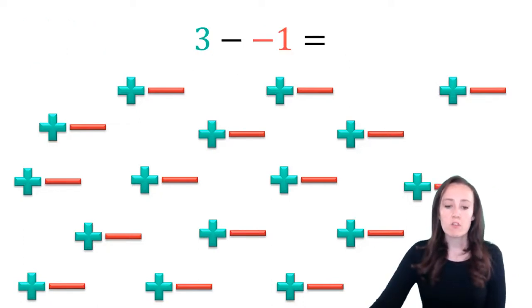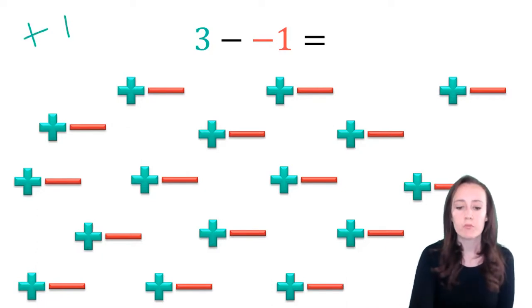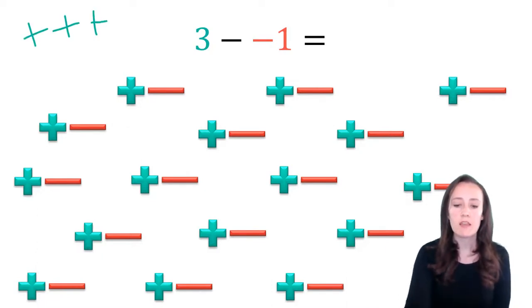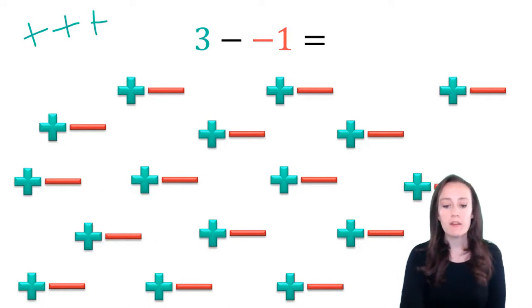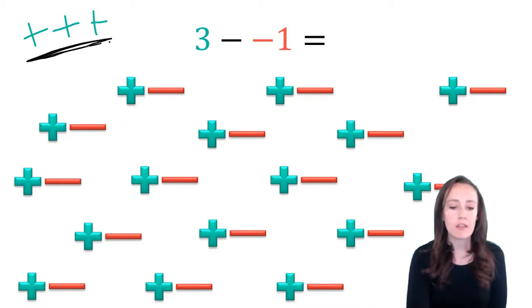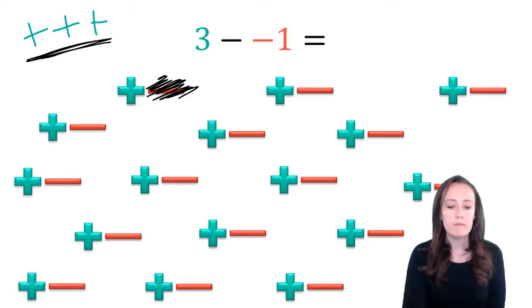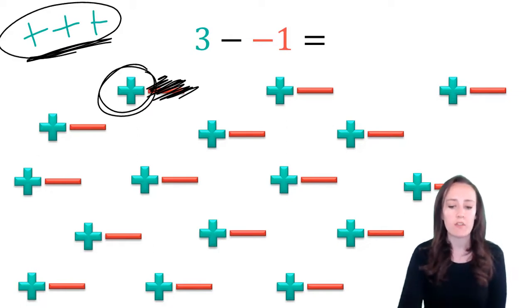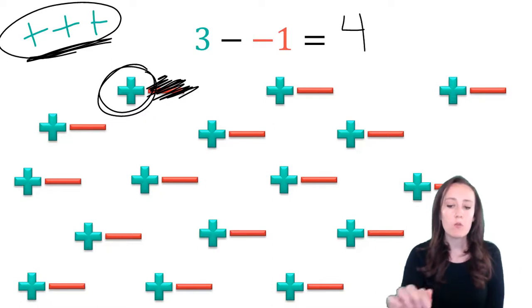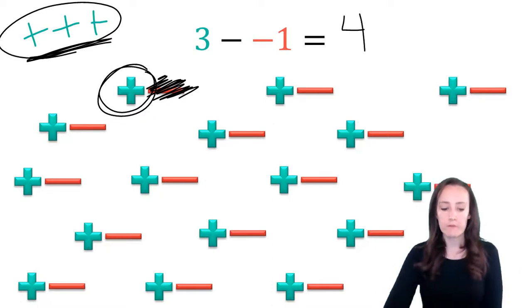If I have a situation like this, where I have 3 positives and I try to take away a negative, I actually have to take away a negative from one of the pairs because there are no negatives to take away up here. So I would have to take away a -1, which means that this positive is going to be part of these positives, and I end up getting an overall charge of a +4.